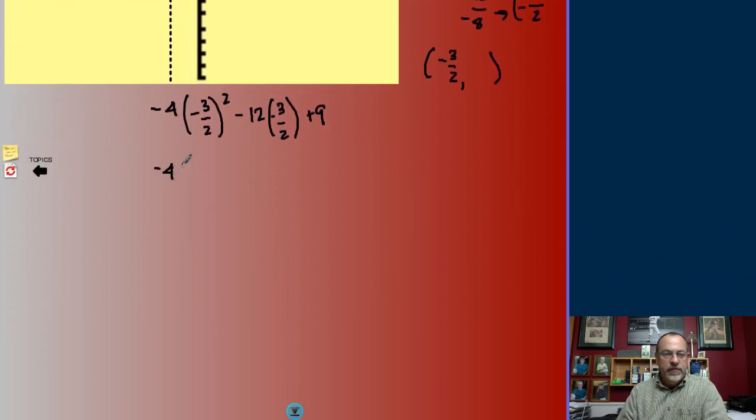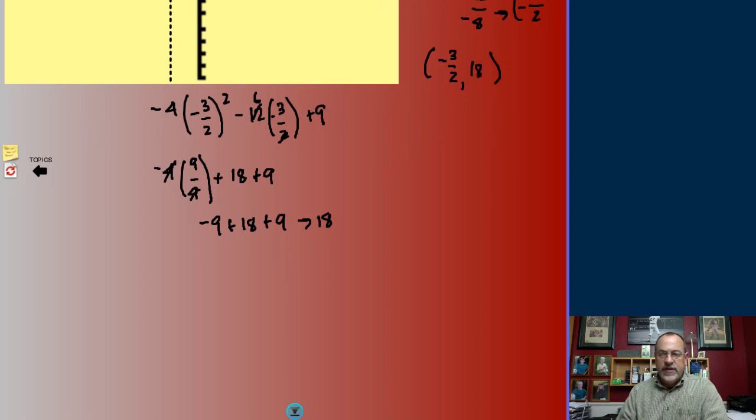So this is negative 4, and a negative times a negative is going to be positive, so this is going to be positive 9/4. And then this is a negative times a negative, so that's going to be positive, and that's going to be 6 times 3, 18. And then this is going to be plus 9. So the 4's are going to reduce, making this minus 9 plus 18 plus 9. So 9 minus 9 is 0, so this is going to be a positive 18.